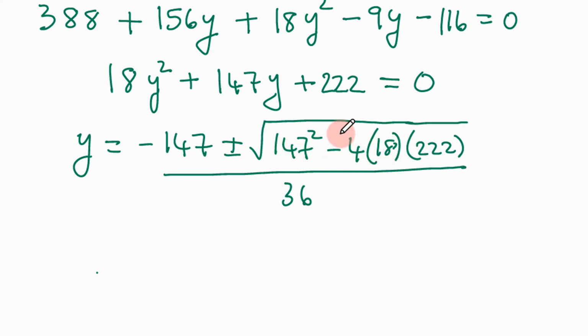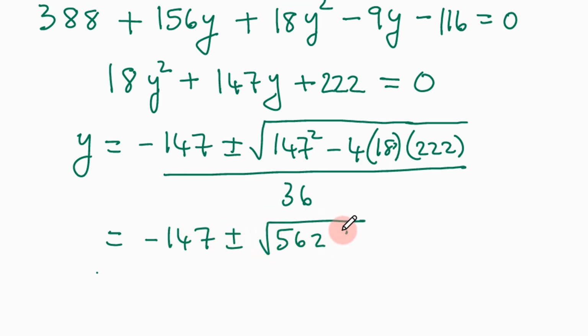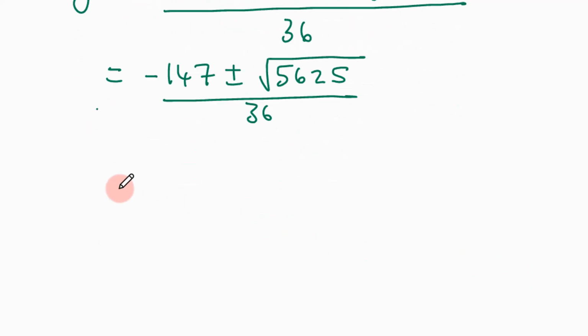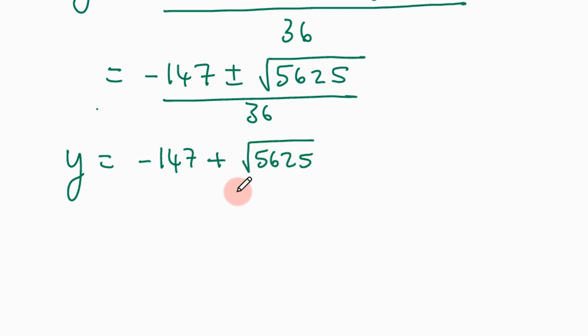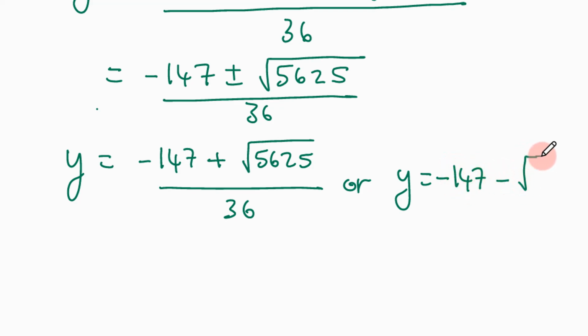We can use a calculator to work out what's under the square root here. And it comes to 5625. This is all over 36. So now we can write down the two answers for y. And this we can do on a calculator.